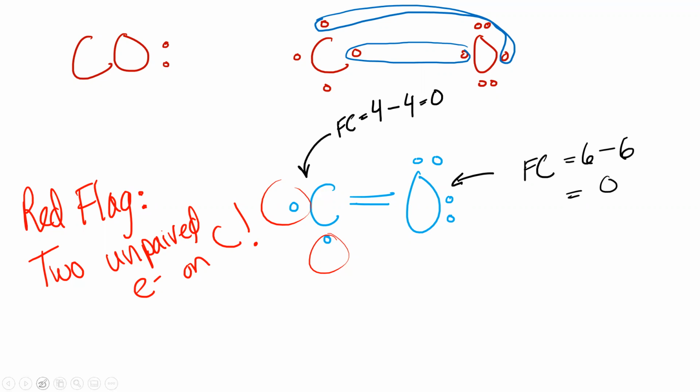These guys are not stable. This is a very unstable structure. So what happens? This pair of electrons right here comes in and forms a third bond.